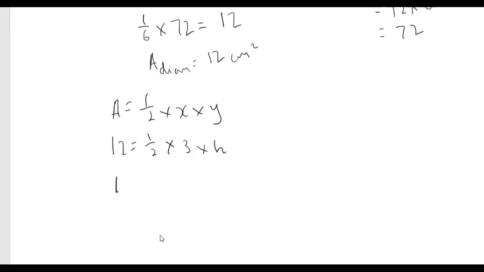A half times 3 is 1.5. And then divide both sides by 1.5. Now, you're probably thinking, oh, it's not good to divide by a decimal, and it's not, but we're just calculating something here, so it's all good.